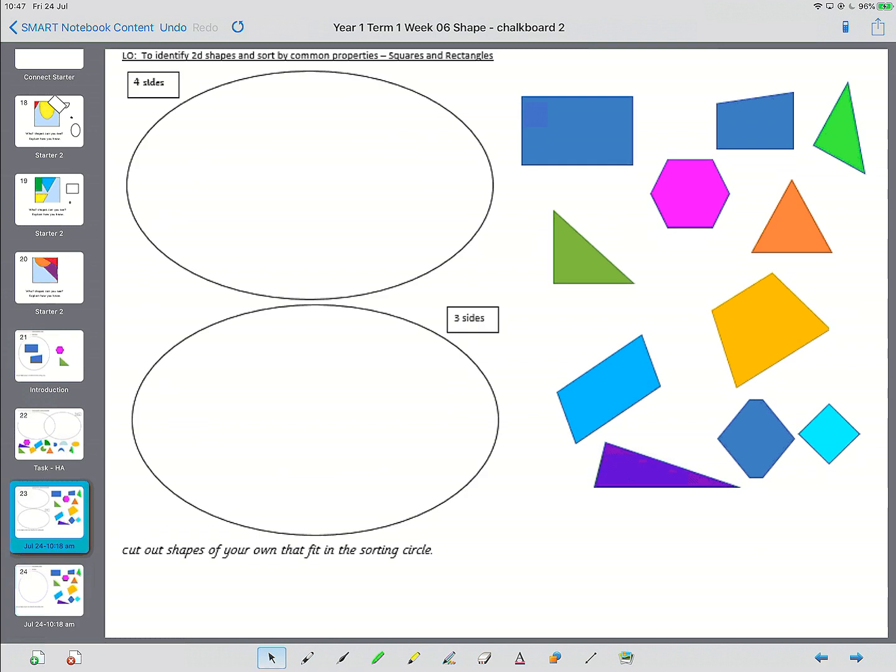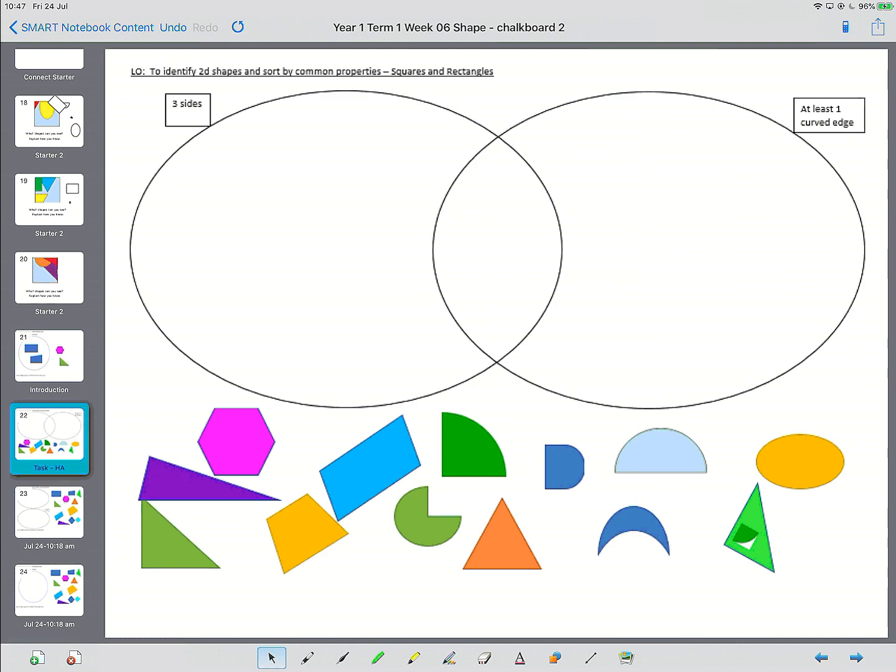The next one is a bit more challenging. I want you to find as many 4-sided shapes and as many 3-sided shapes and put them in the 2 sorting circles. Again, you can find shapes around the house, you can print the worksheet, or you can make something like this and draw shapes to go in. But if you do draw shapes, grown-ups, try to make sure that they're drawn with a ruler.